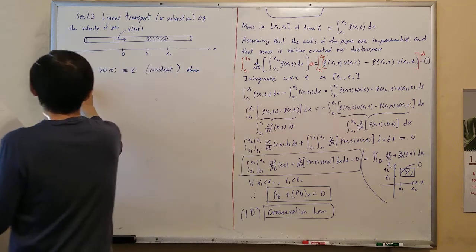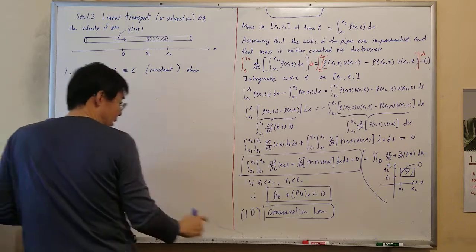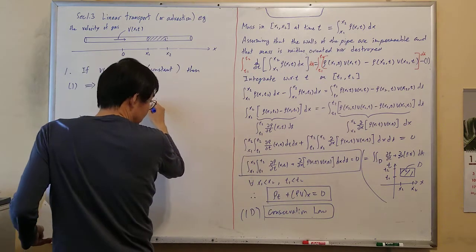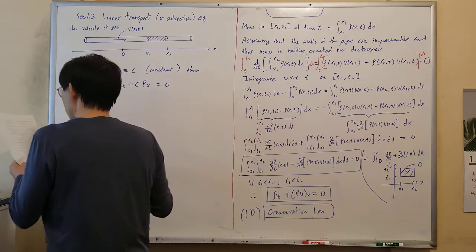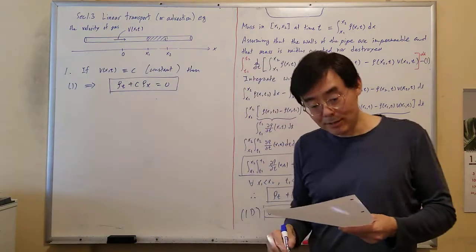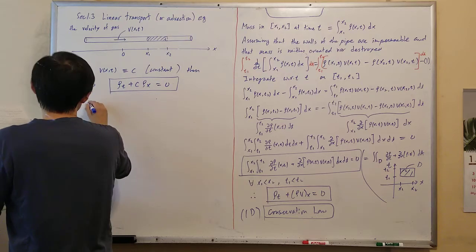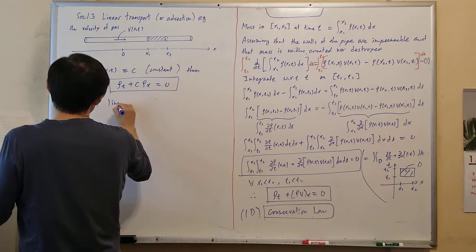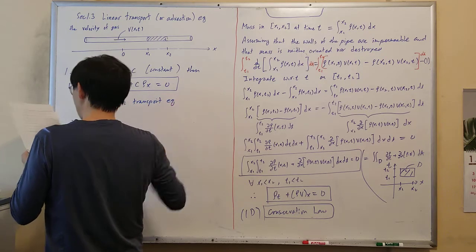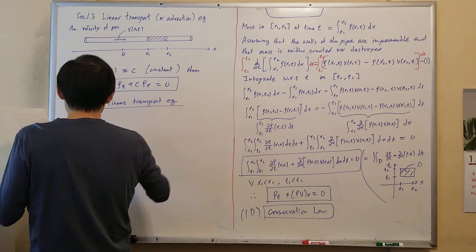Then number one becomes rho sub t. Now these are constant, so they can be taken out, plus c times rho sub x equals 0. Alright? So when your velocity is constant, this is what we call the 1D linear transport equation.